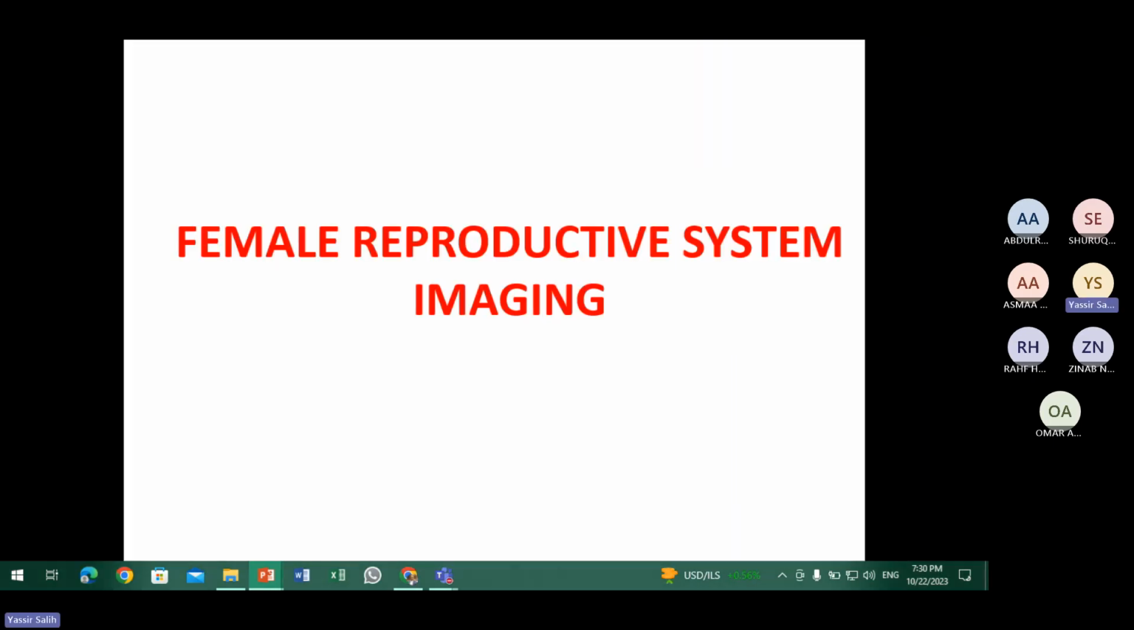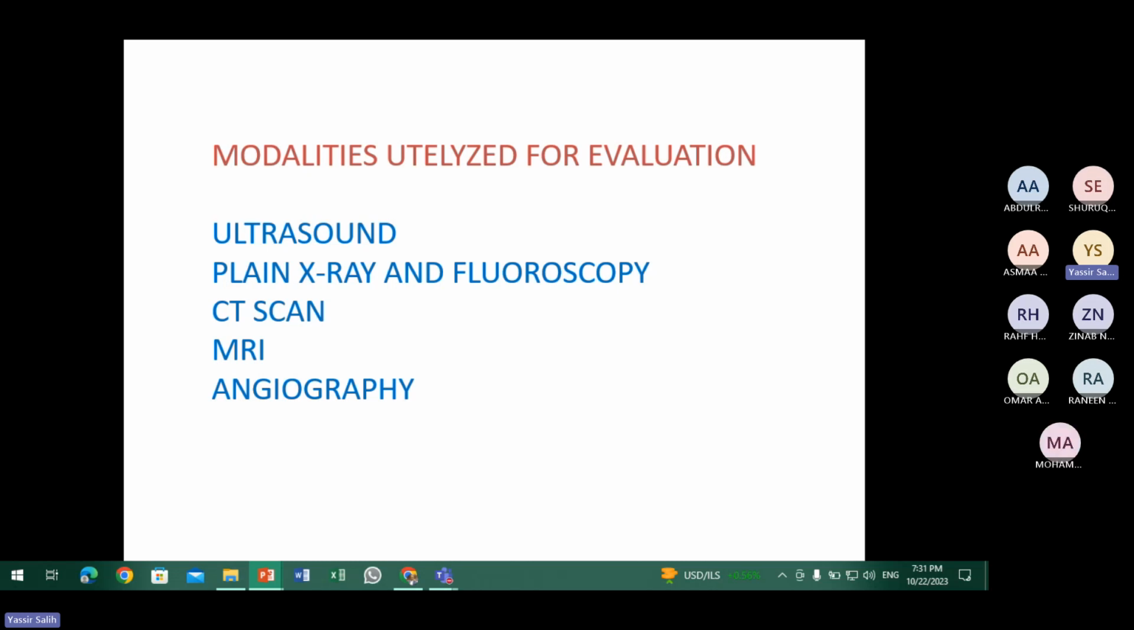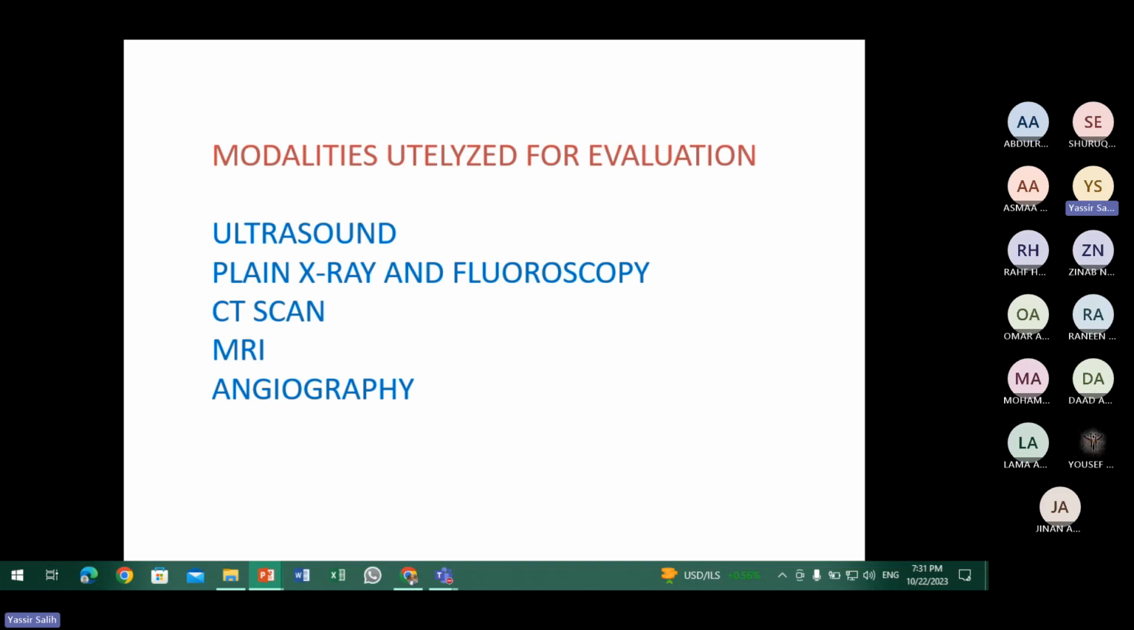Our topic today, inshallah, will be about the imaging of the female reproductive system, in which we are going to start with the introduction to explain the imaging modalities that are used for evaluation of this system, which include ultrasound, which is the most common imaging examination done frequently for assessment of this system, plain X-ray and fluoroscopy, CT scan, MRI, and angiography. These are the imaging modalities that play a very important role in assessment and evaluation of this system.